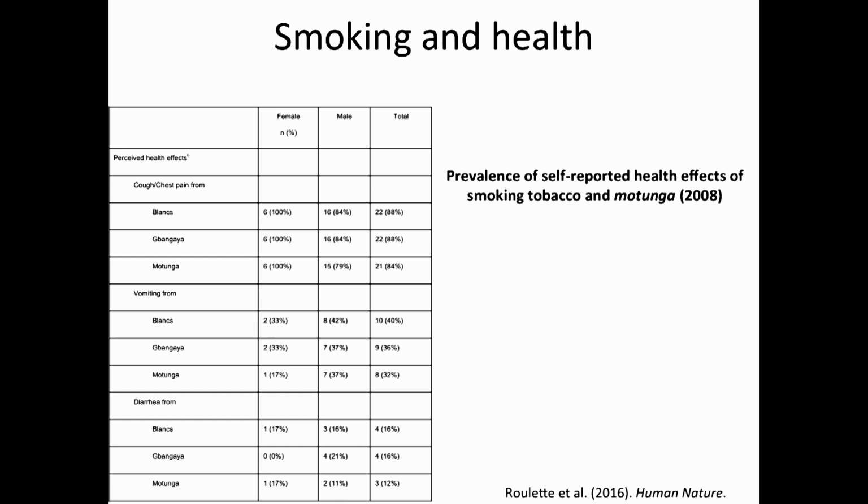So we were also interested in what kind of negative values are placed on it. Are these substances associated in the minds of the Aché with negative health effects? So this shows that for manufactured cigarettes, the locally grown tobacco, and the indigenous plant, almost everybody has had coughing and chest pain from smoking it, prolonged coughing and chest pain. Some of them have even had vomiting or diarrhea, which might be more indicative of acute toxicity.